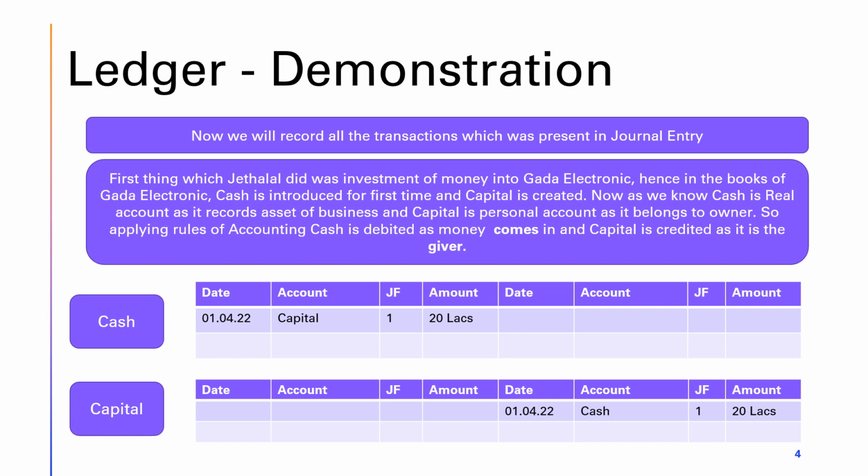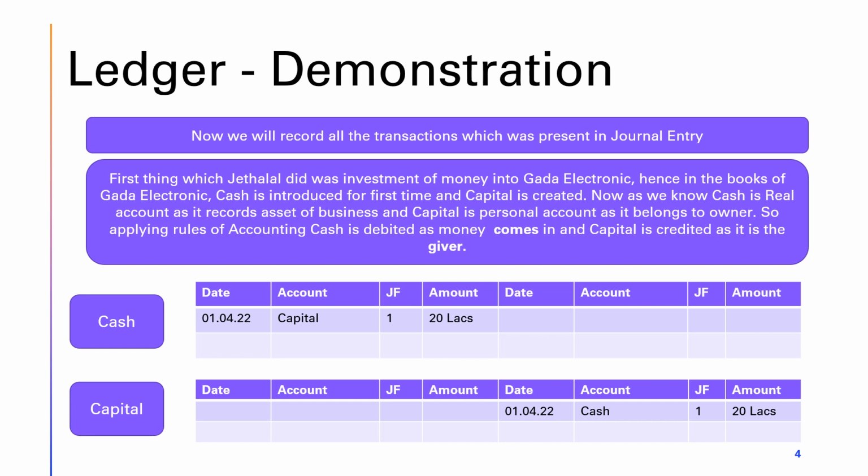Now we will record the entries passed in journal books into their corresponding ledgers. The first entry was recording the receipt of cash into Gara Electronics from Jethalal. Hence over here, 2 ledgers would be created. One will be the cash account and the other the capital account. As you have seen in the journal, cash account was debited. Hence, in the cash book under the debit section, 20 lakhs would be recorded. And since to pass this entry capital was credited, under the account column capital is mentioned.